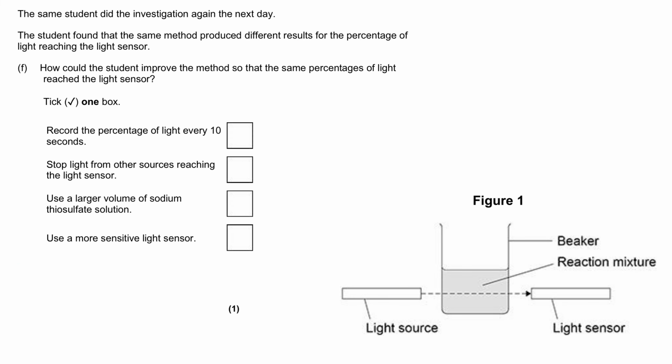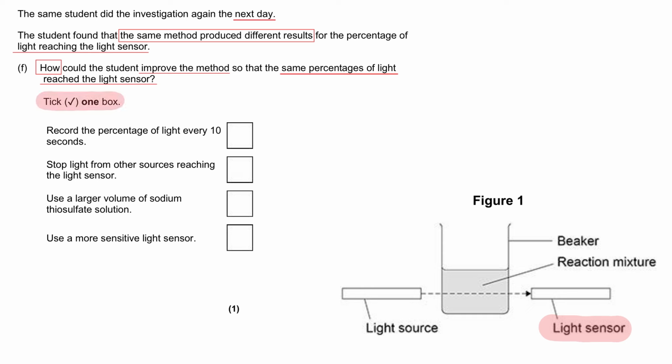The student did the experiment again the next day, and they found that the same method produced different results for the percentage of light reaching the sensor. How could the student improve the method so that the same percentages of light reach the light sensor? That means the same percentages on those 2 days that they did the experiment on.